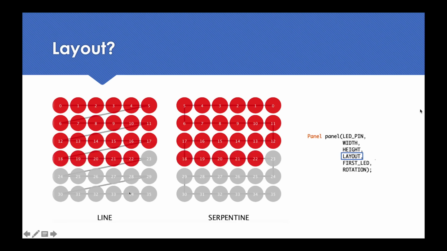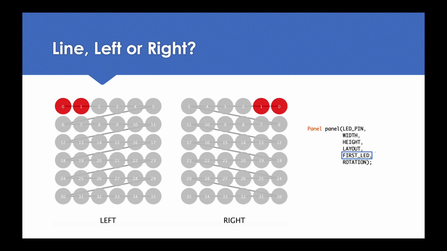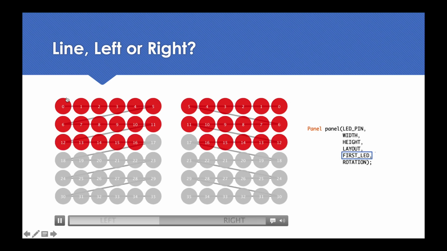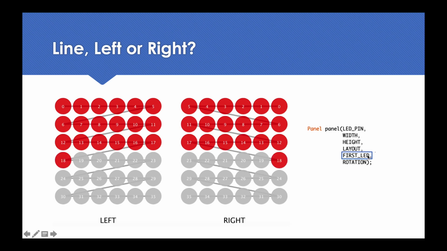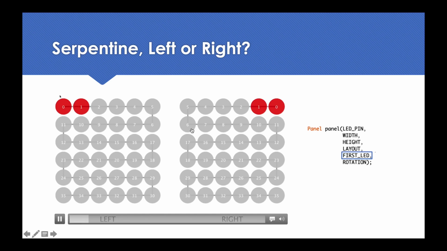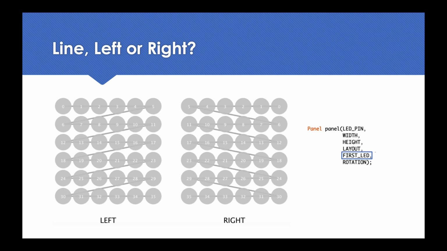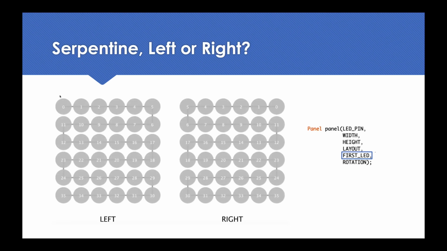So the next argument is the first LED. That's pretty simple. Let's see which LED lights up first. If it's the right one, we type right here, and if it's the left one, the argument is left. Just that simple. And this is another example with the serpentine layout, but it's actually the same, as you can notice. It's just the first LED that lights up that indicates if it's left or right.